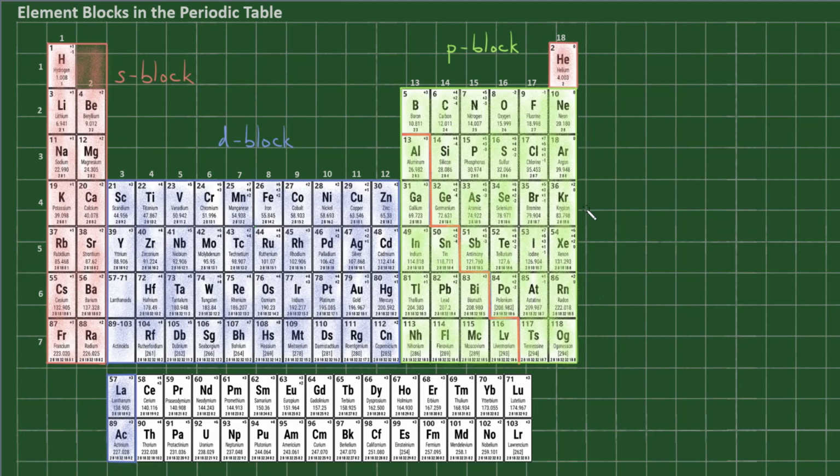And finally, we have the F block, and it is highlighted down here in orange. The F block includes the lanthanides and the actinides. So the outermost electrons of the F block elements will be in an F orbital. This is not where the story of element blocks ends.